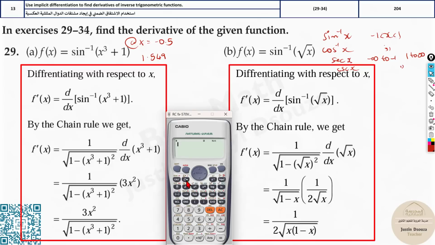You need to press shift dy by dx, sine inverse, that is shift and sine, and square root x. Now don't close the bracket inside the square root, go out and close the bracket. Now it's done. What is the x value? Here, remember, it should be less than 1. So what I'll do is I'll take positive 0.5 because I can't take negative 0.5. We got an error, right?